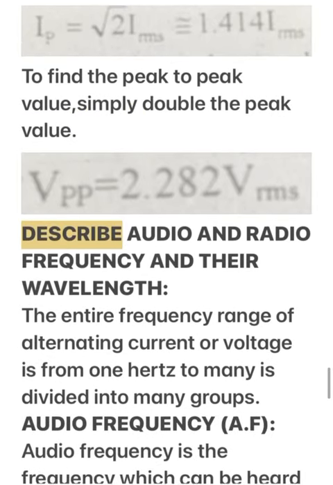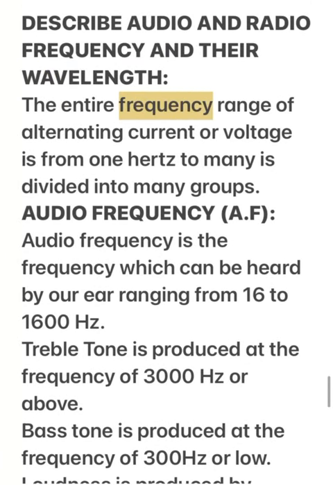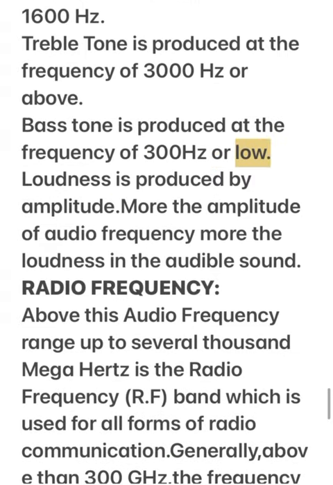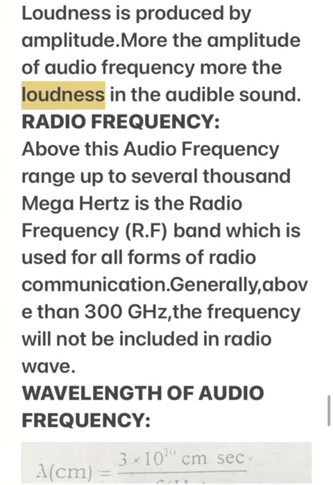Describe audio and radio frequency and their wavelength. The entire frequency range of alternating current or voltage, from 1 Hertz to many, is divided into many groups. Audio frequency, AF. Audio frequency is the frequency which can be heard by our ear, ranging from 16 to 16000 Hertz. Treble tone is produced at the frequency of 3000 Hertz or above. Bass tone is produced at the frequency of 300 Hz or lower. Loudness is produced by amplitude. The more the amplitude of audio frequency, the more the loudness in the audible sound.